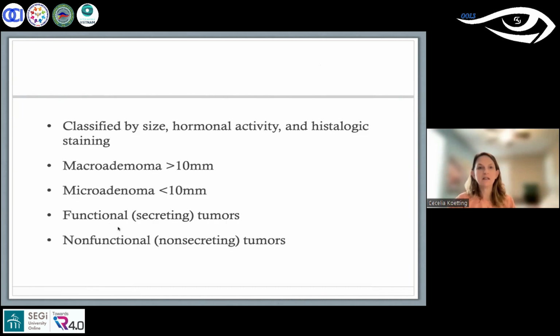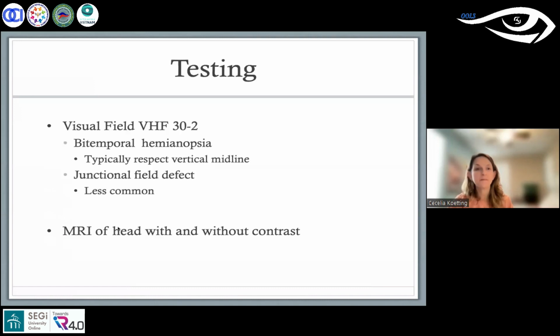And this can be caused by different, depending on the different size, is going to be how much it's going to affect. So the way it's classified is by size. Macroadenoma is over 10 millimeters. Microadenoma is less than 10 millimeters. And then they look at, is it functioning or non-functioning? Functioning meaning it's secreting hormones and it's causing other problems, or is it non-secreting? So depending on how big it is, what it's affecting, is it secreting or non-secreting, kind of leads to what they do for treatment.